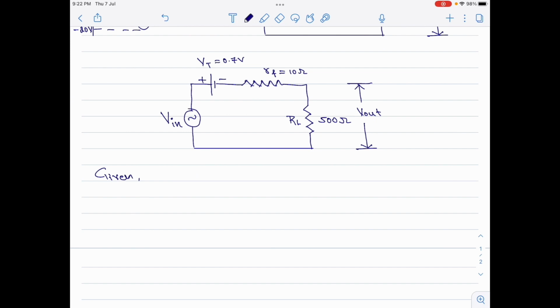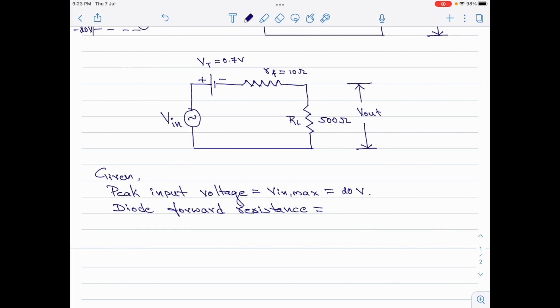We are told that the peak input voltage is 20 volt. Let me represent it by V in max. This is equal to 20 volt. The diode forward resistance is 10 ohms. It is represented by RF. Load resistance is 500 ohms. And the turn on or knee voltage of the diode is 0.7 volts.